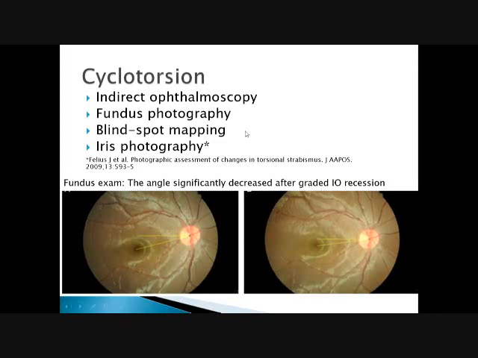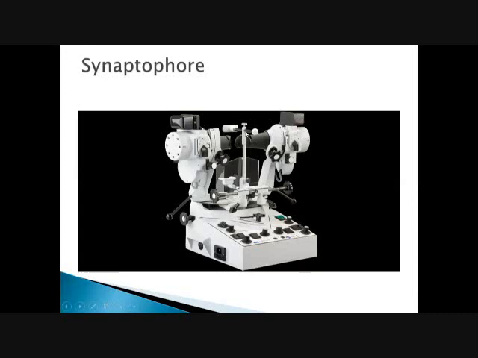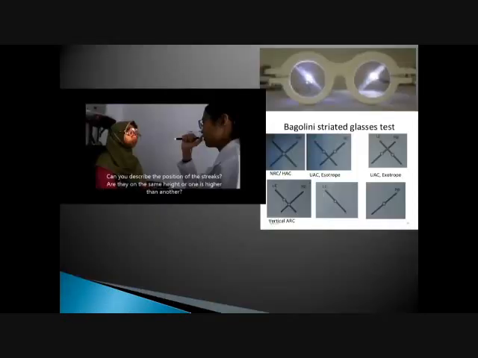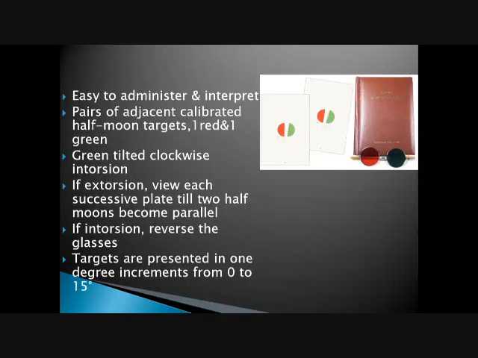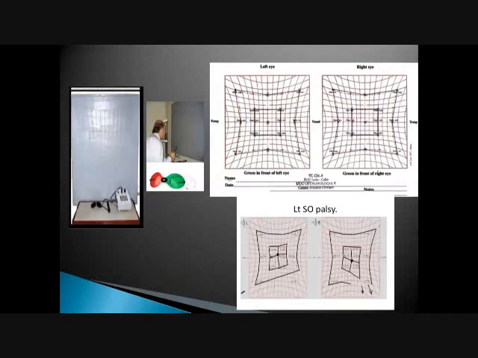Okay, so this is the synoptophore and this is Bagolini striated glasses. Each one has its role, but I will not go into details. With the Maddox wing, we can detect the near phoria, tropia, and cyclotorsion. This is the IIR cyclodeviation test, and this is the more familiar one, the Hess chart. You can see on the left, this is for the left eye and this is for the right eye.